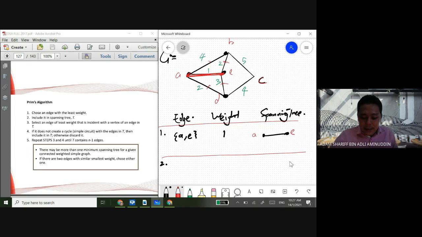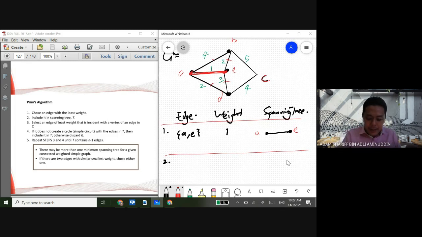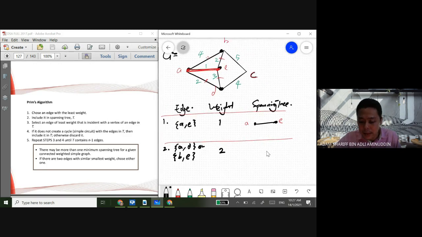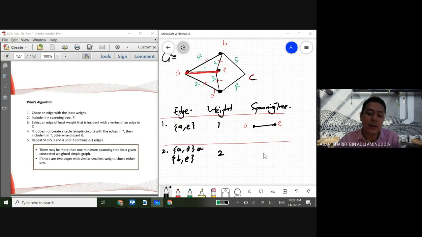Okay. So, the next logical idea of Prim is that we choose the least weight from these four. So, ada dua yang sama kat sini. Tapi, konsep dia ialah kita pilih yang paling rendah. Sekarang ni, ada dua pilihan kita. Sama ada AD ataupun BE, with the weight of 2. If you have the same weight, it doesn't matter which one you choose, asalkan dia tidak create a circle.